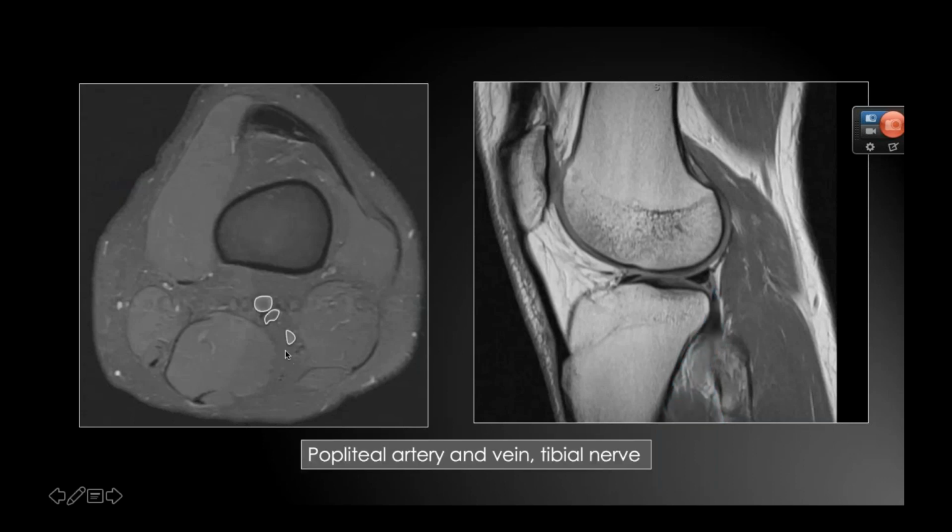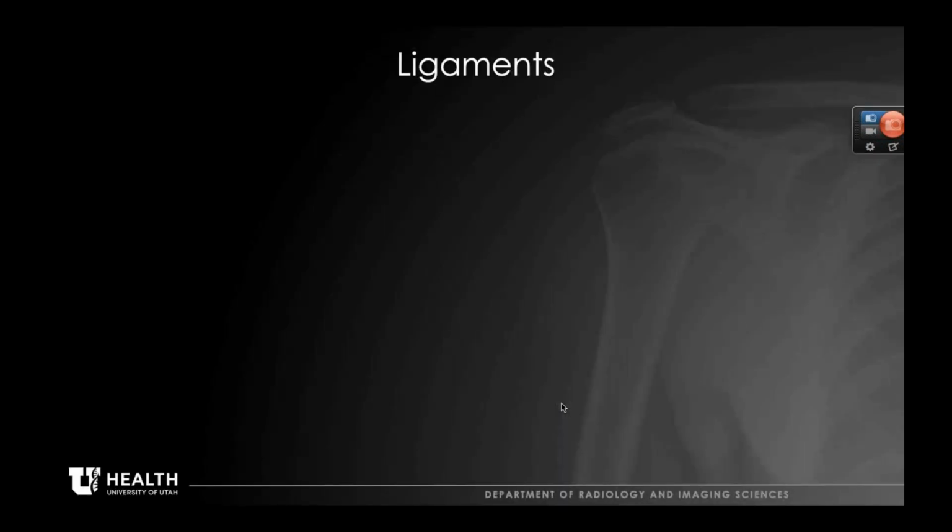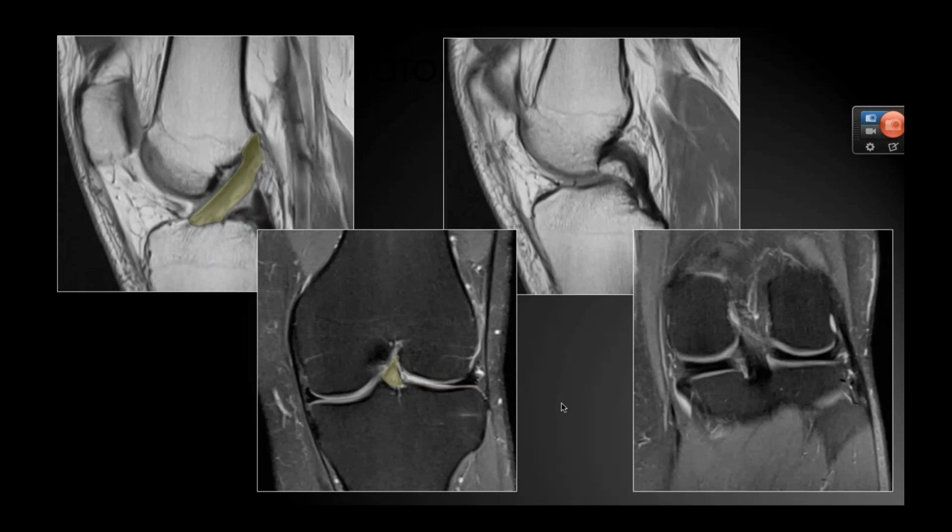And finally, not a muscle or a tendon, but the popliteal artery and vein, as well as the tibial nerve, live in this posterior aspect of the leg. So, questions about muscles or tendons? Nope. Okay, we're moving on to ligaments. The rest of these are much shorter anatomy quizzes, but please continue to participate.